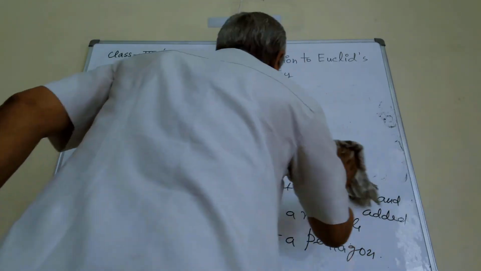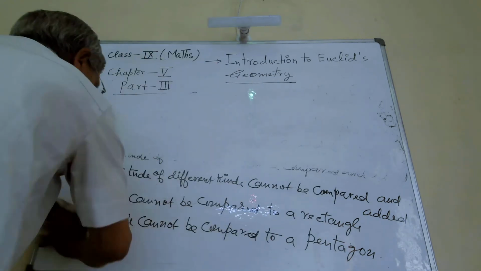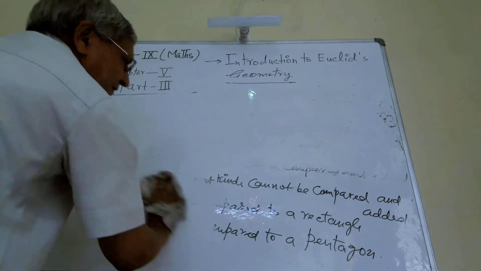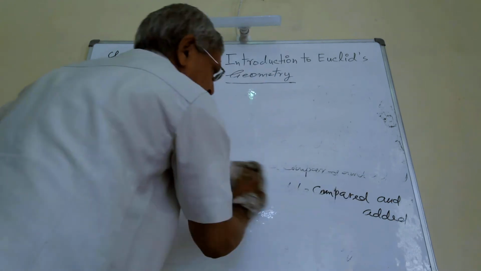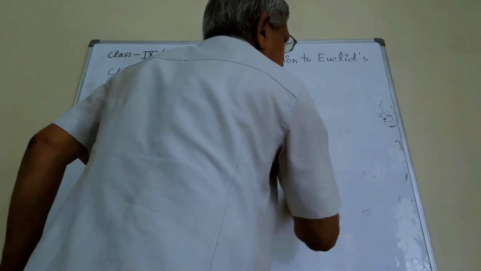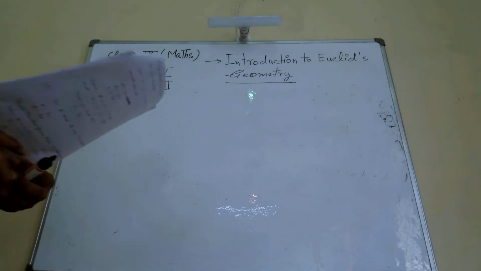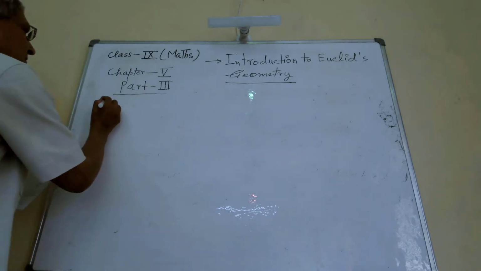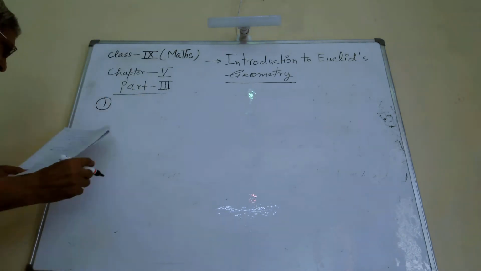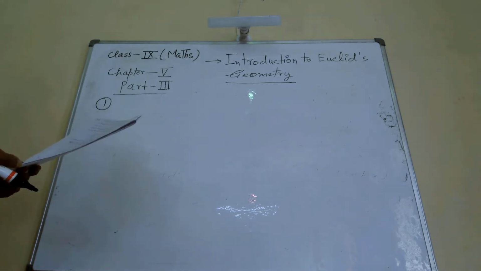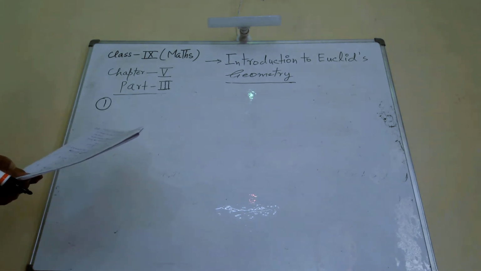There are 5 postulates of Euclid, and I will explain them one by one with the help of examples. Now listen to me very carefully. First postulate: a straight line may be drawn from any one point to any other point.